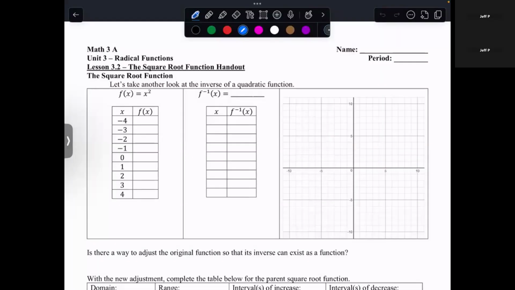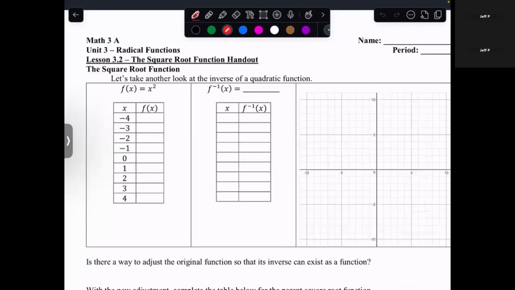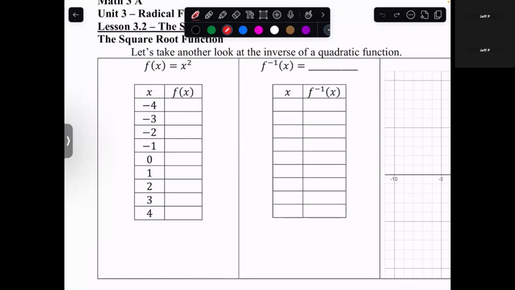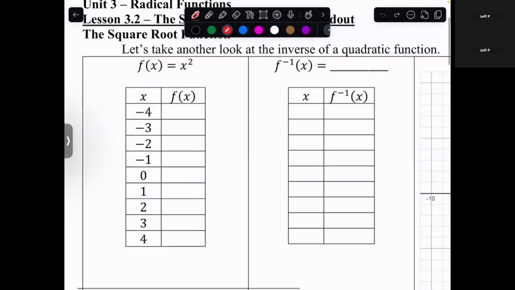All right, so last class we went over the concept of the inverse of a function, and one of the ones we looked at was the quadratic function. So let's go ahead and just do that one more time. Remember, when x is squared, the entire x value gets squared, including the negative. So -4 times the second -4 would be +16.